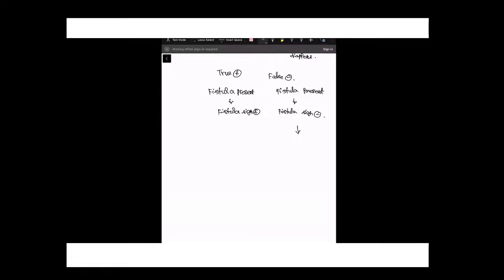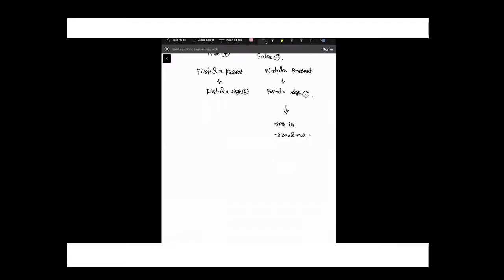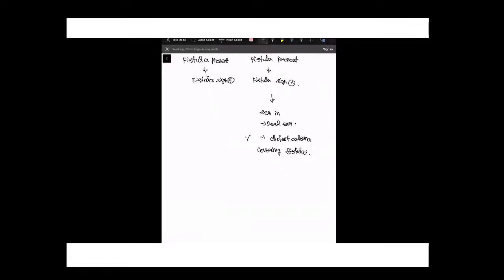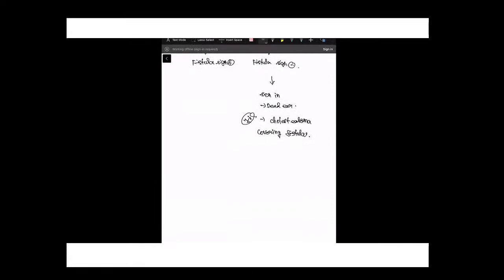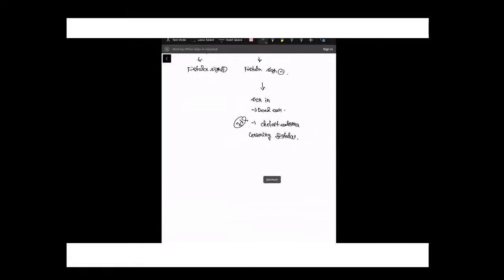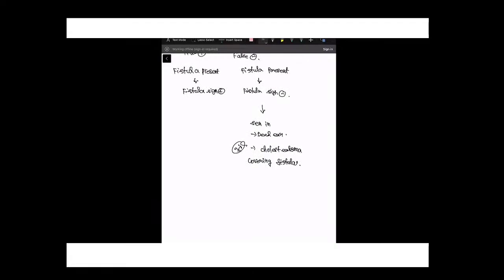And this false negative is seen in a dead ear, or a cholesteatoma that is covering the fistula. Important point, cholesteatoma covering the fistula produces a false negative fistula test.